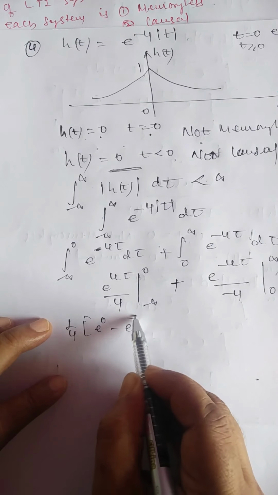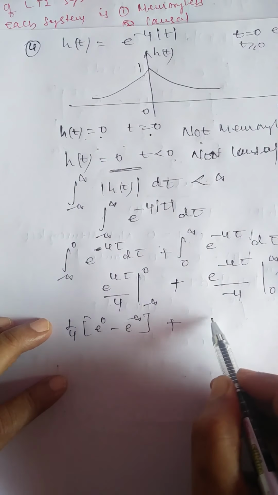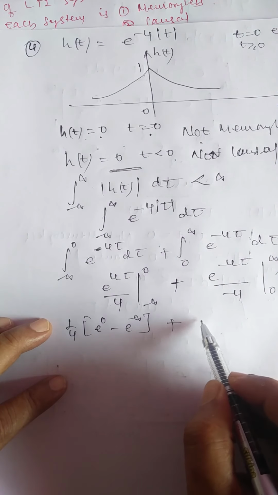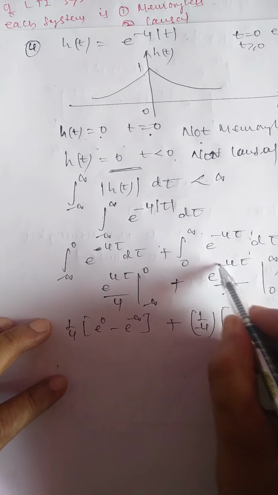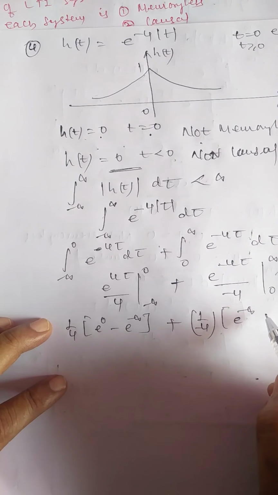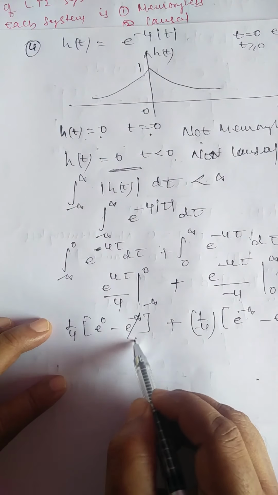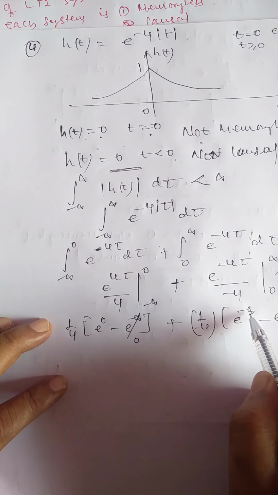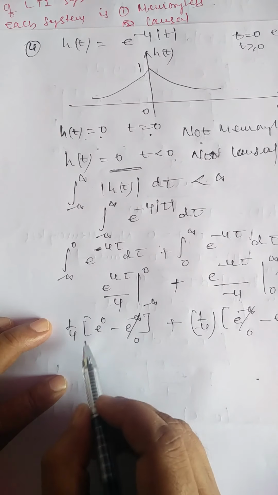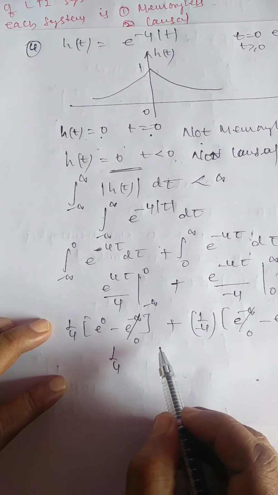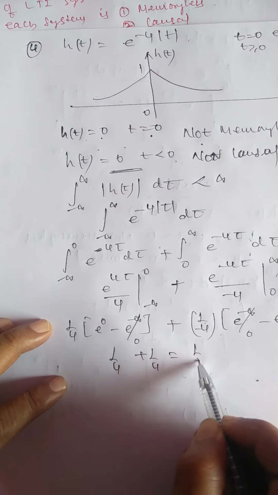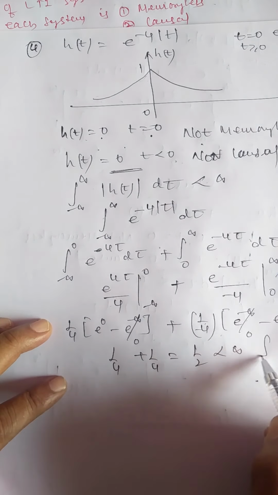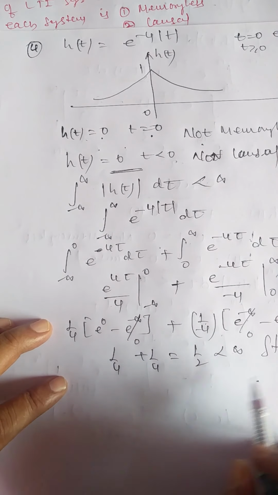E to the power of 0 minus e to the power of minus infinity, plus minus 1 by 4 is outside. You'll get e to the power of minus infinity minus e to the power of 0. This value is 0, and this value is also 0. You'll get 1 by 4, and minus of minus will become plus 1 by 4. The answer is 1 by 2. It is less than infinity, hence the system is said to be stable.